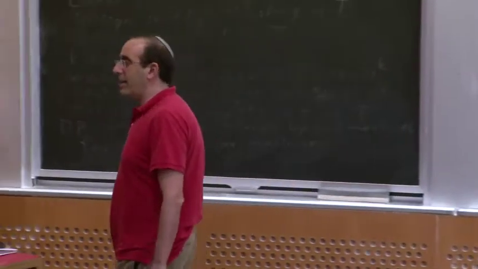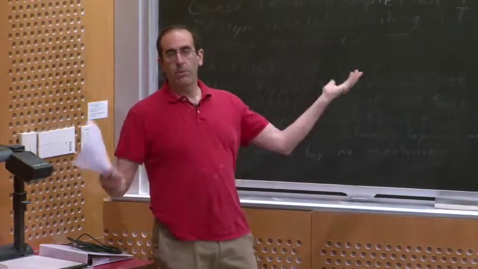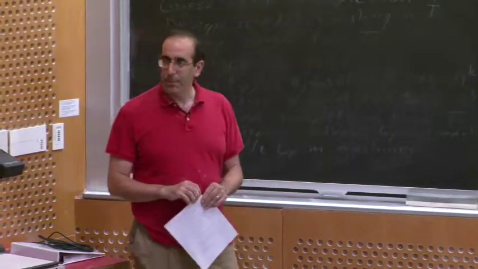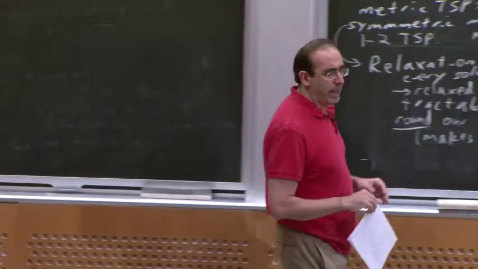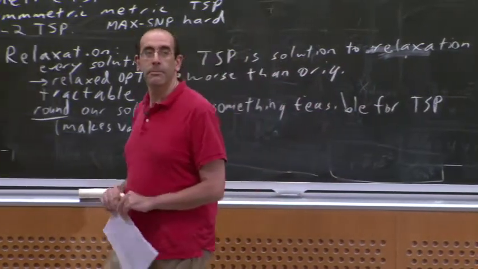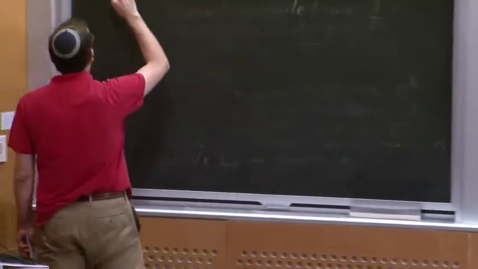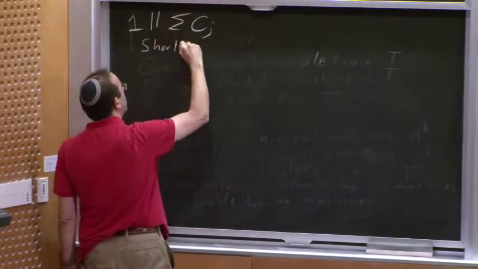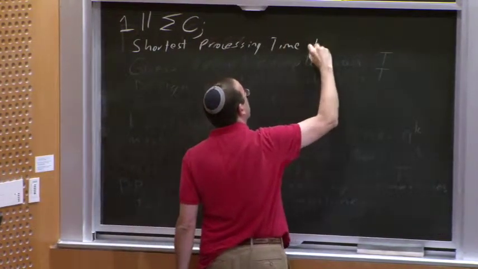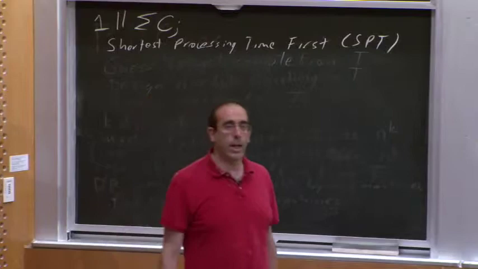You could think of this as a machine, or it could be a person. A person has a whole bunch of jobs to do. Which jobs should they do first in order to get things done on average as quickly as possible? So any thoughts about a plausible greedy strategy for this problem? Yes? Do the smallest jobs first. So this is called shortest processing time first. It's written SPT.